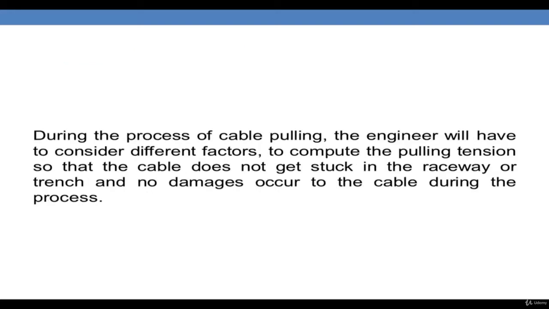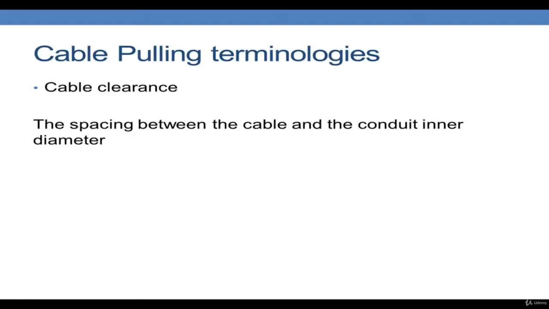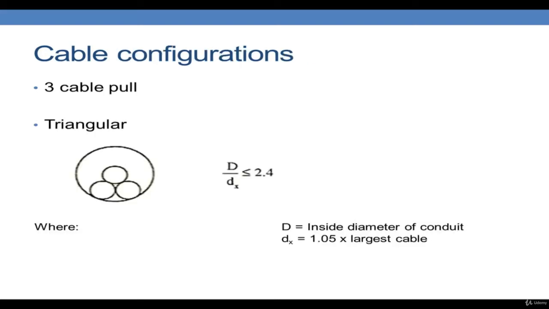During the process of cable pulling, the engineer will have to consider different factors to compute the pulling tension so that the cable does not get stuck in the raceway or trench, and no damage occurs to the cable during the process. We will go through some cable pulling terminologies. The cable clearance is the spacing between the cable and the conduit inner diameter.